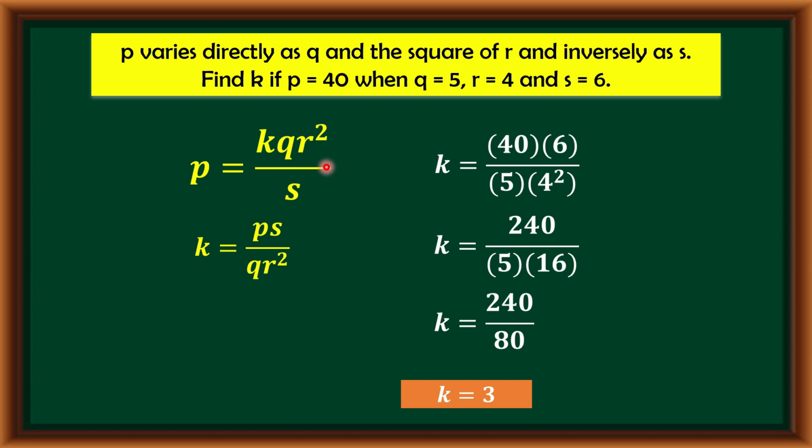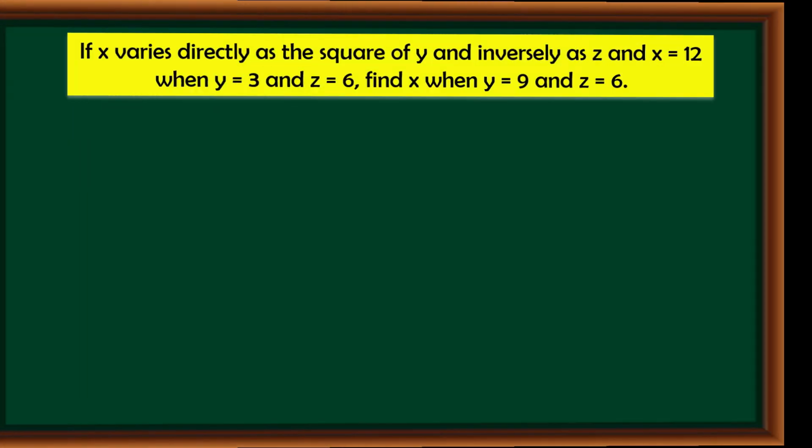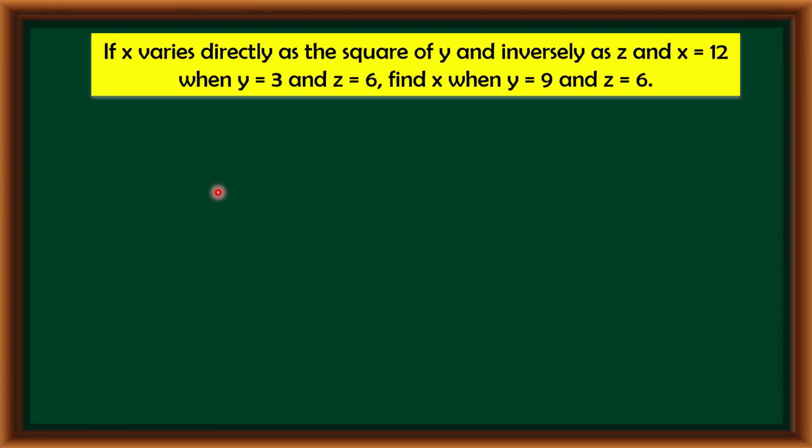It's either you use the equation or you use the equation for the constant. So for our next two activities, we will use the equation for our constant. So let's try solving the next statement. If x varies directly as the square of y and inversely as z, and x is equal to 12 when y is equal to 3 and z is equal to 6, find x when y is equal to 9 and z is equal to 6.